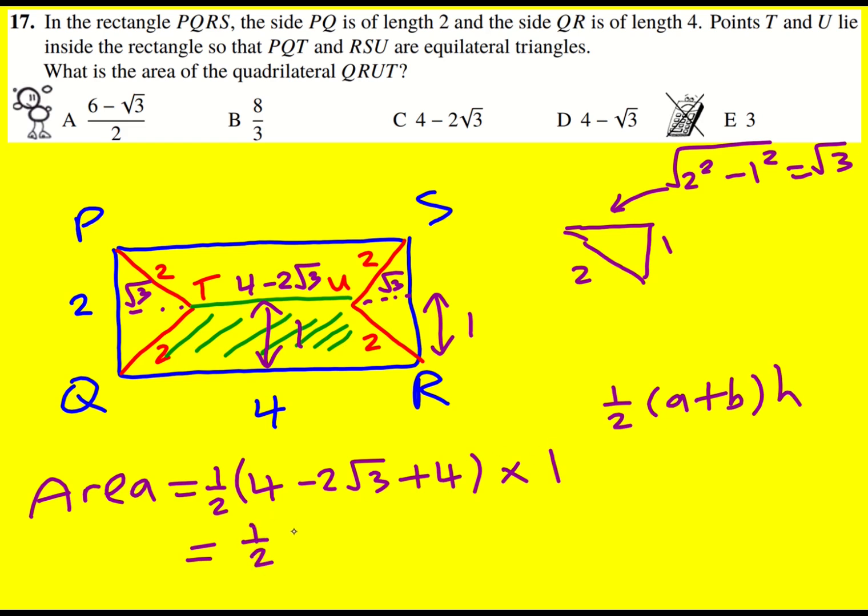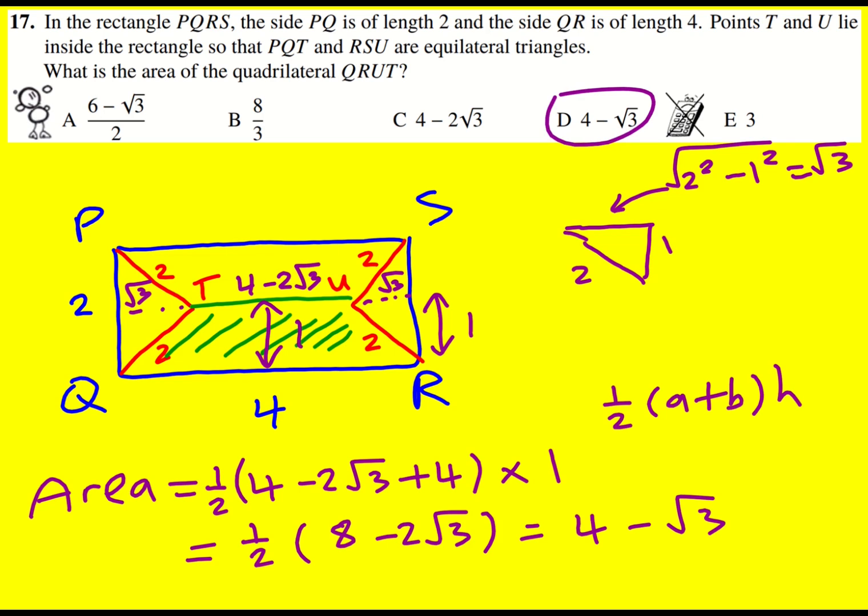So the times by 1 doesn't actually do anything. It's going to be a half, 8 minus 2 root 3. And now I can just half both terms. It's going to be 4 minus root 3. So the answer is D.